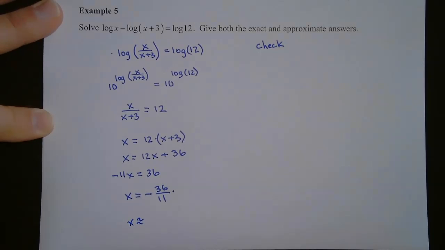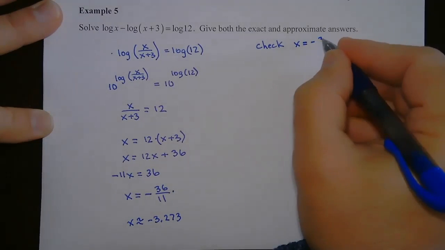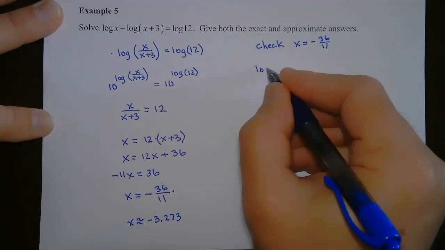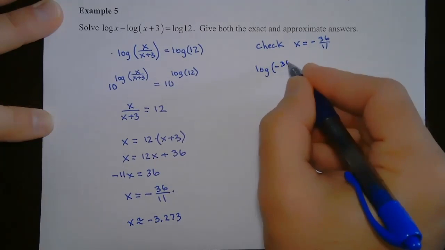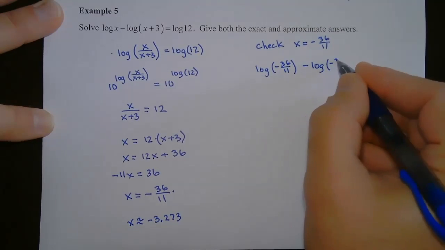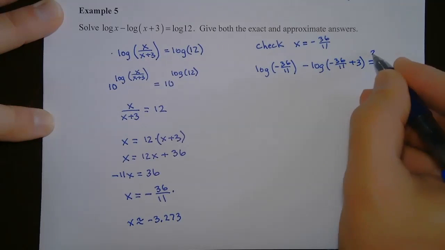Put that into our calculator: negative 36 divided by 11, and you get negative 3.273. I'm rounding. So let's check. Does this work for x equal to negative 36 over 11? So we have log of negative 36 over 11 minus log of negative 36 over 11 plus 3. Does that equal, question mark, log of 12?